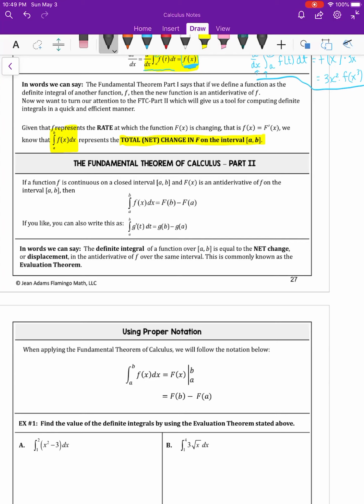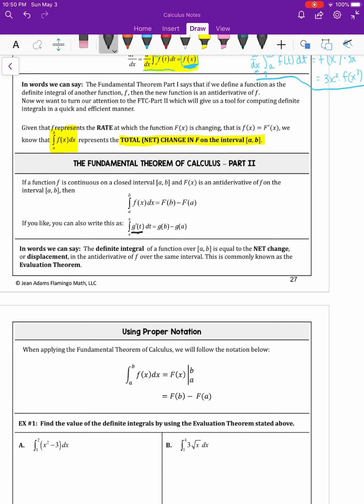So, Fundamental Theorem of Calculus Part 2. If a function f is continuous on a closed interval [a, b], and capital F of x is an antiderivative of little f on the interval [a, b], then the integral from a to b of f of x dx is capital F of b minus capital F of a. If you like, you can also write this as the integral from a to b of g prime of t dt equals g of b minus g of a.